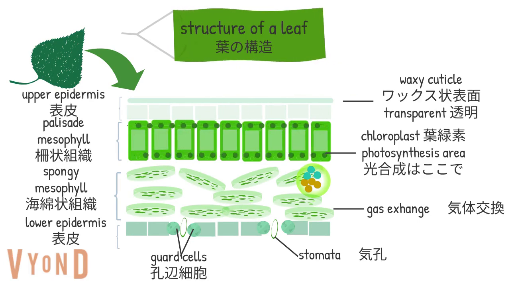During photosynthesis, stomata open to allow carbon dioxide to enter the leaf and oxygen to escape. However, they can also close to prevent excessive water loss during hot and dry conditions.